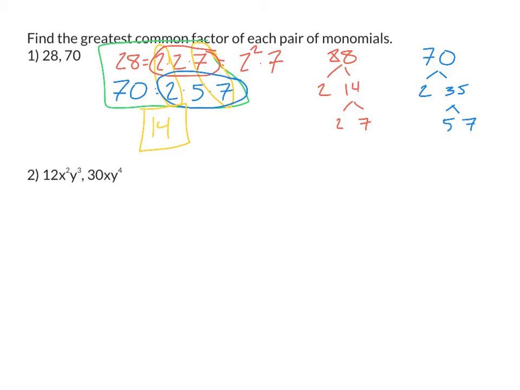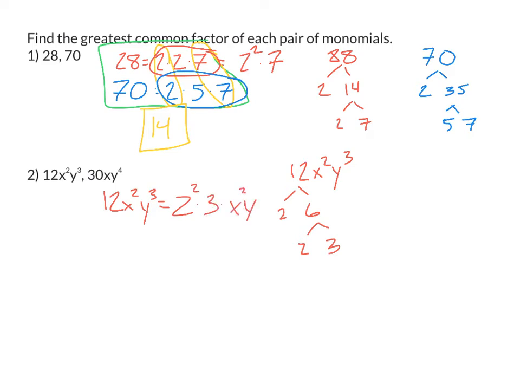In number 2, we're looking at 12 x squared y to the third and 30 x y to the fourth. So for 12 x squared y to the third, I'm going to look at 12 first. 12 can break into 2 and 6, into 2 and 3. So 12 x squared y to the third is the same as 2 times 2, or 2 squared, times 3 times x squared y to the third.